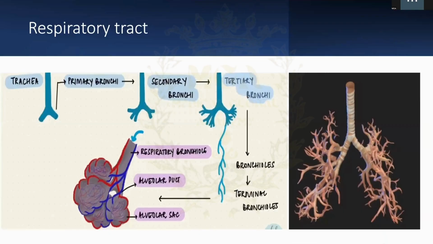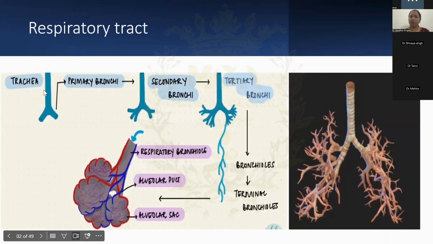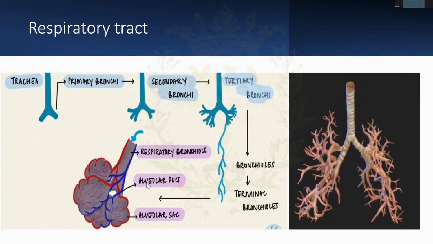If we talk about the respiratory system, we all know that we have a trachea which divides into primary, secondary, and tertiary bronchi, which further give rise to bronchioles, terminal bronchioles, and then respiratory bronchioles, which further divide into alveolar ducts and alveolar sacs. The part I have put in blue is the conducting part of our respiratory system. The respiratory bronchiole, alveolar duct, and alveolar sac, which I have put in pink, are the non-conducting part. This is where actual gas exchange happens.